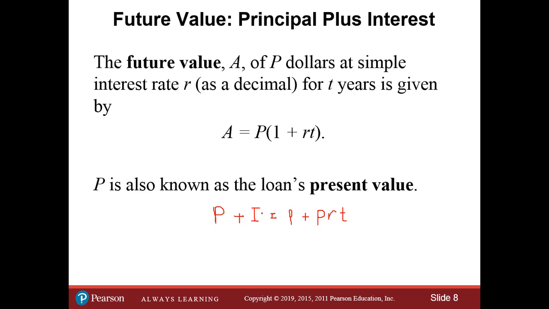Okay, so all I did now here is factor out the P, and I get this. So the accumulated amount, or the future value, is just the principal amount plus the interest that you earned. Or in other words, the amount that you pay on a loan, the loan's present value, would be the principal amount that you borrowed plus the amount of interest you paid on the loan. So either way, this is the future value of the account or the loan amount.